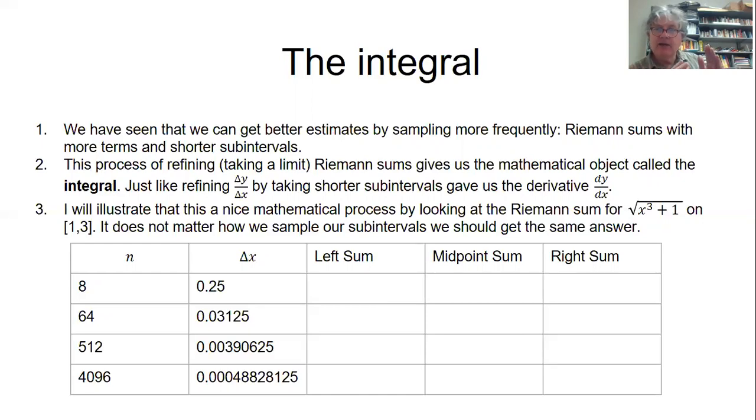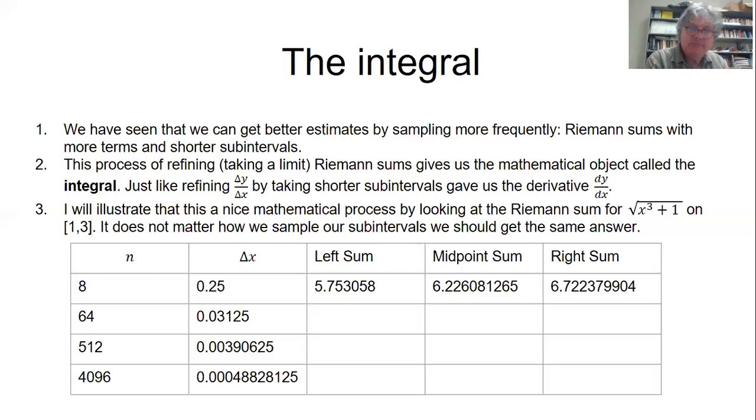In the left sum, I'm going to sample the leftmost point in each subinterval, so the points 1, 1 1/4, 1 1/2, all the way up to 2 3/4. In the right sum, I'm going to sample the right end of each subinterval, so I start at 1 1/4 and go all the way up to 3. In the midpoint sum, I'm going to use the midpoints of each interval, starting at 1 1/8 and going all the way up to 2 7/8. When I do that, I get some answers.